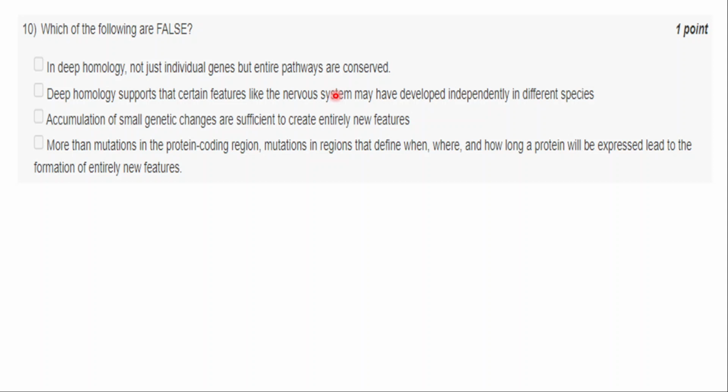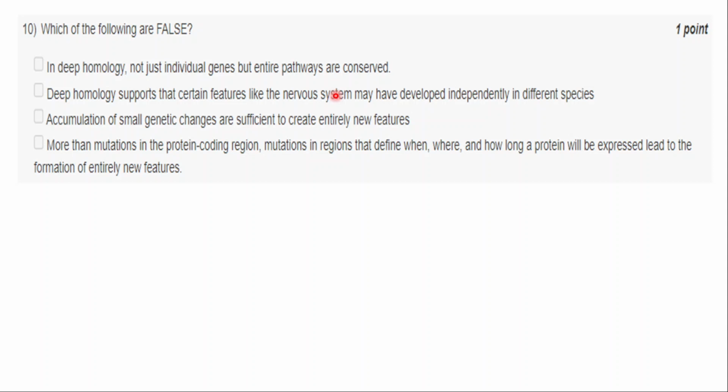Option A. In deep homology, not just individual genes, but entire pathways are conserved. Option B. Deep homology supports that certain features like nervous system may have developed independently in different species. Option C. Accumulation of small genetic changes is sufficient to create entirely new features. And option D. More than mutations in the protein coding region, mutations in the regions that define when, where, and how long a protein will be expressed lead to formation of entirely new features.